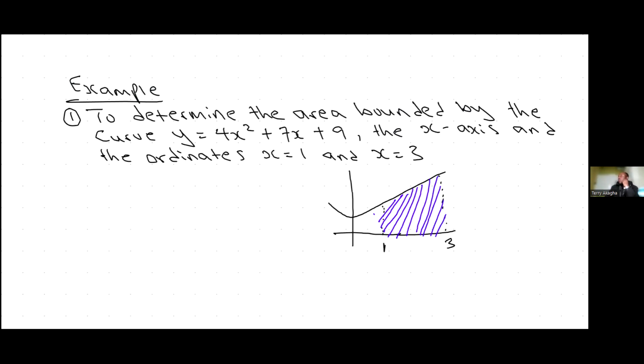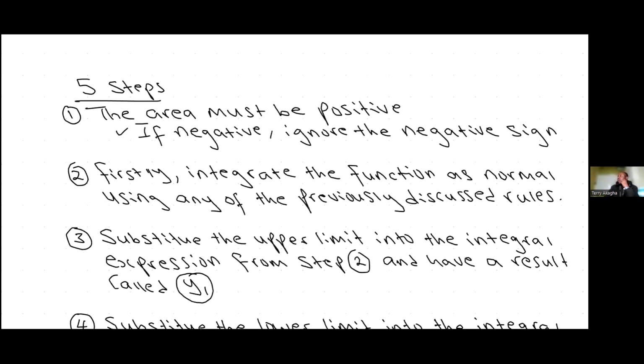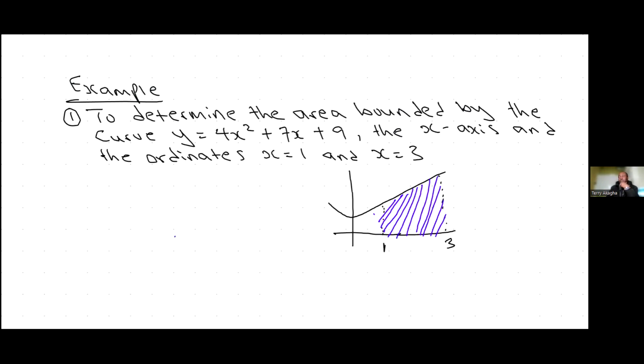Now let's look at this. We're told that the area must be positive. So that's step 1. Step 1: the area must be positive. So when we are done solving, we cannot have a negative answer. And even if we have a negative answer, what do we do? We ignore the negative sign. So step 1 is done.